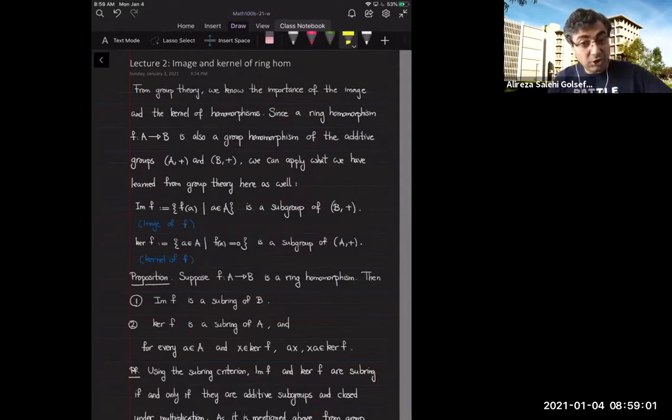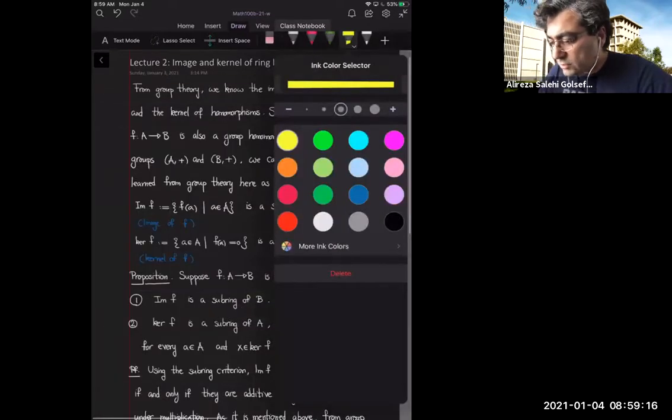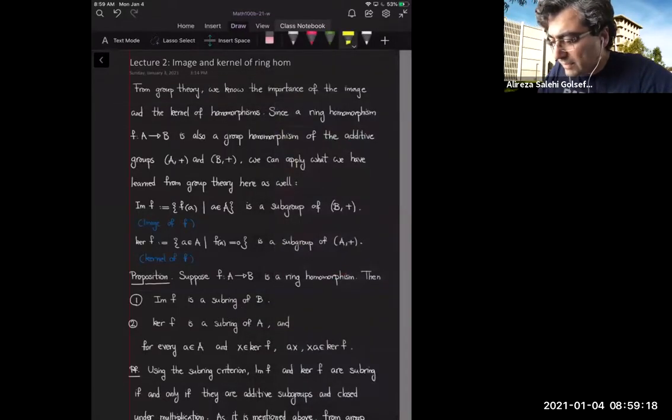So suppose A and B are two additive groups, and f is a group homomorphism from A to B. Then what is the image of f? The image of f is the usual image for functions, so it is all the possible values that f takes in the codomain. That's the definition of image, and in group theory, you've seen that it is indeed a subgroup of the codomain. So the image of a group homomorphism is always a subgroup of the codomain.